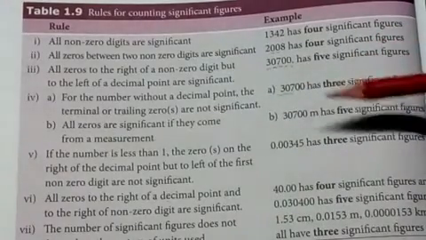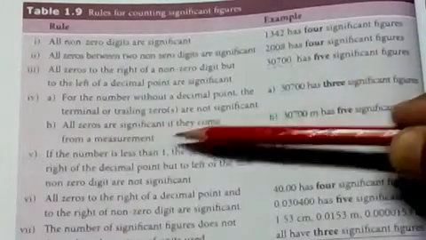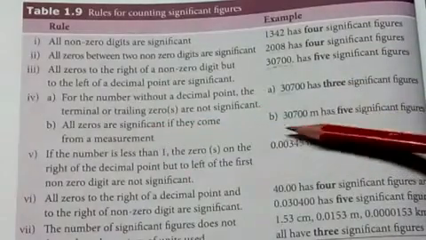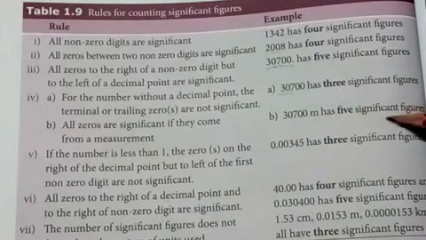Now the next one, part B: all zeros are significant if they come from a measurement. Now you see here 30700 meters has 5 significant figures. Why?